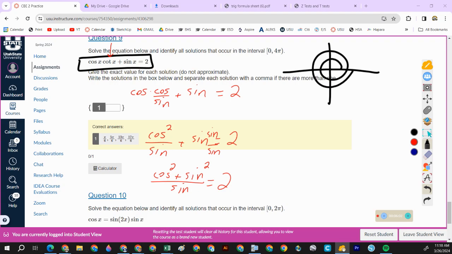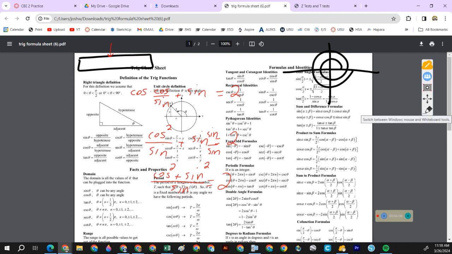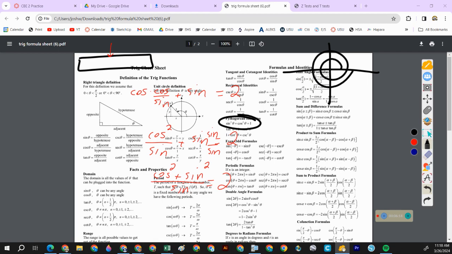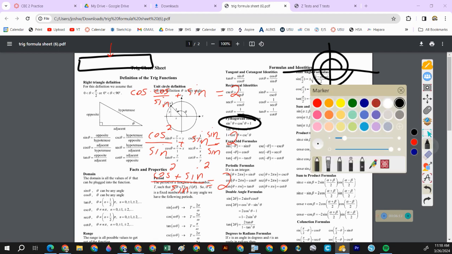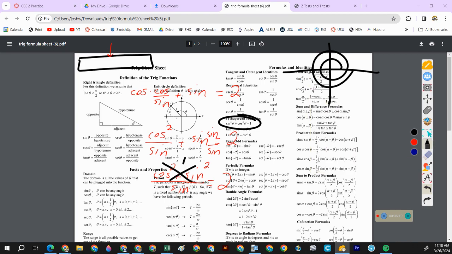Any of those look familiar? Yeah, if we look at our Pythagorean identities right here, sine squared plus cosine squared is 1. So this is just a 1. And I get 1 over sine is equal to 2. So we could say the cosecant is equal to 2. Or I like sines and cosines better. So cross multiply, 2 sine is equal to 1. So the sine is equal to 1/2.